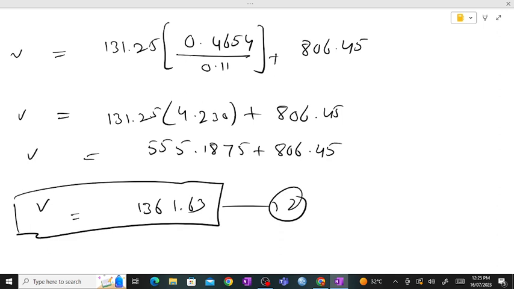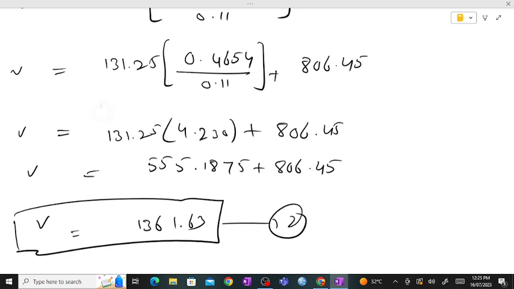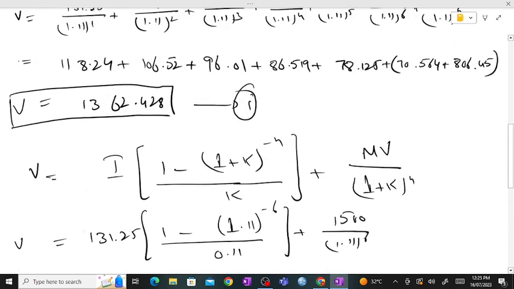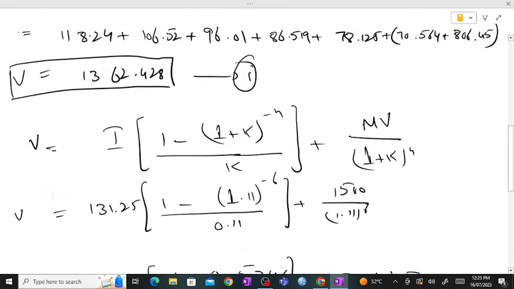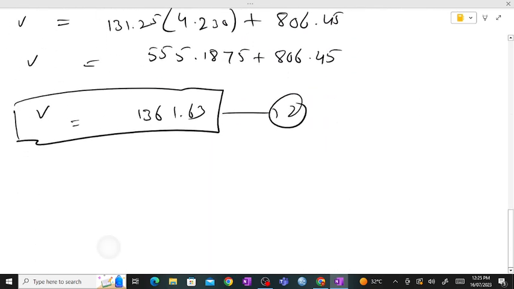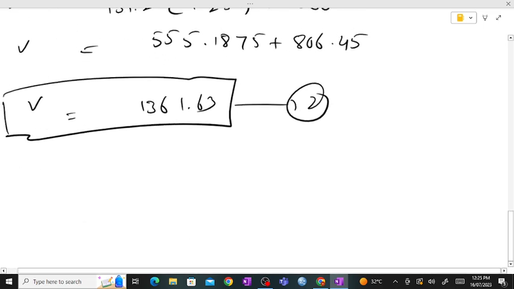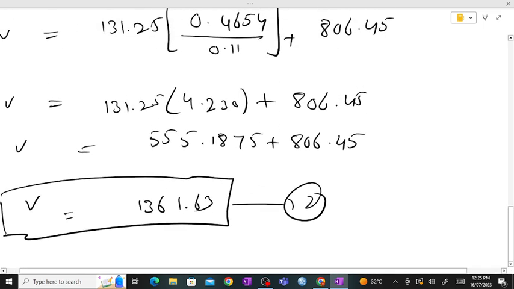Now, if you see the answers, 1361 and 1362, the answer remains the same. It's up to you what kind of formula you are going to use, or are comfortable using. Just to get a better understanding, we will solve another question.